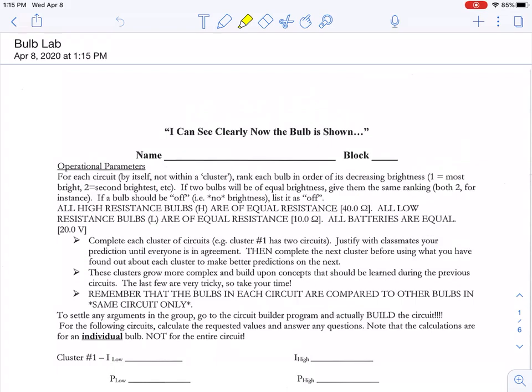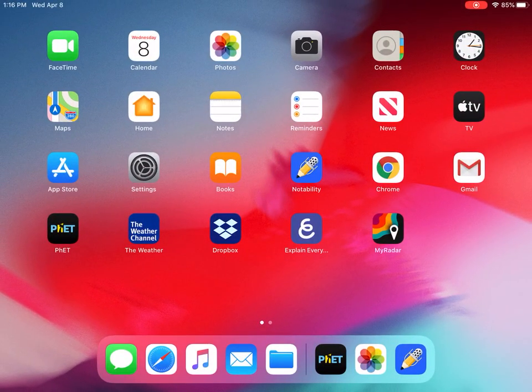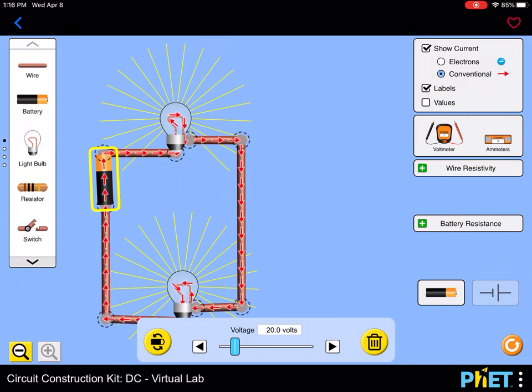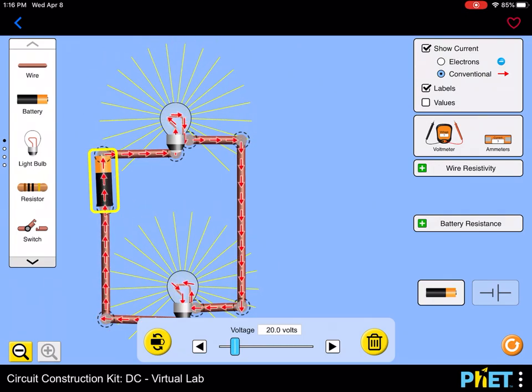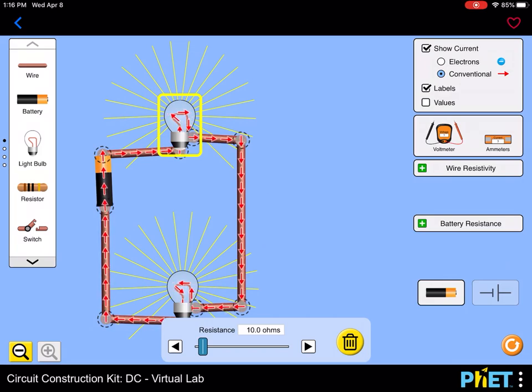Okay, so let's start at the beginning, just so that everybody's aware of the parameters. You're going to have two different sets of bulbs. The high resistance bulbs are 40. The low resistance bulbs are 10. And we're going to set the batteries at 20 volts. If you go into the FET simulation and tap on that battery, you can change your voltage to whatever you want it to be. In this case, we want that at 20. If you tap on the bulb, you can set those at 10 or 40. Slide that, boom, easy enough.